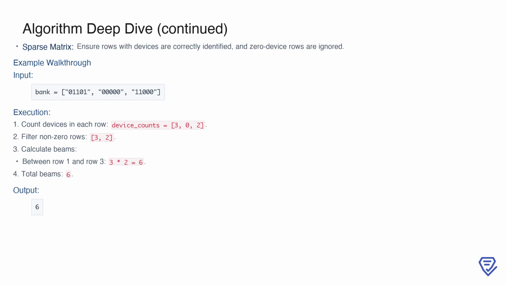To calculate the number of laser beams, we look at the pair of consecutive rows in the filtered list. Here, there is only one pair, the first row with 3 devices and the second row with 2 devices. We calculate the beams as 3 times 2 equals 6. This gives us a total of 6 beams. Since there are no other rows to consider, the final output is 6. This example highlights how the algorithm efficiently handles the problem by focusing only on relevant rows and leveraging the relationship between consecutive non-zero rows to compute the total number of beams.